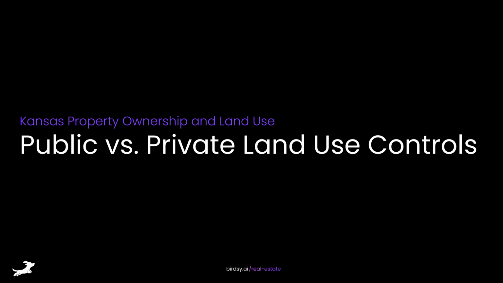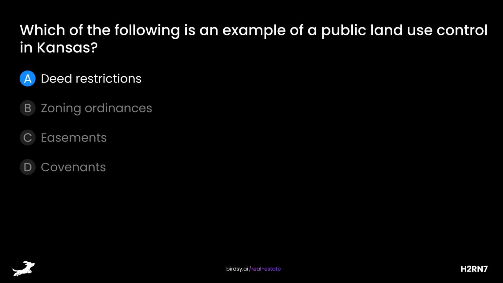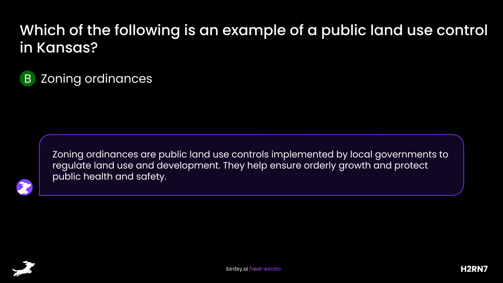Public versus private land use controls. Which of the following is an example of a public land use control in Kansas? Is it A, deed restrictions, B, zoning ordinances, C, easements, or D, covenants? The answer is B, zoning ordinances. Zoning ordinances are public land use controls implemented by local governments to regulate land use and development. They help ensure orderly growth and protect public health and safety.